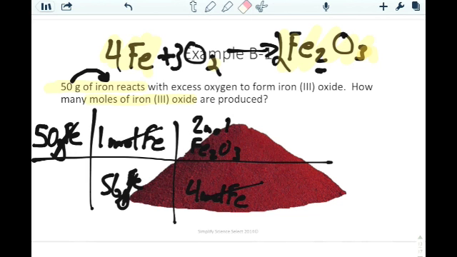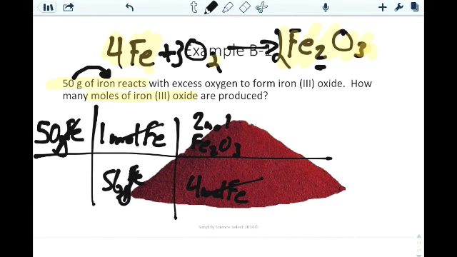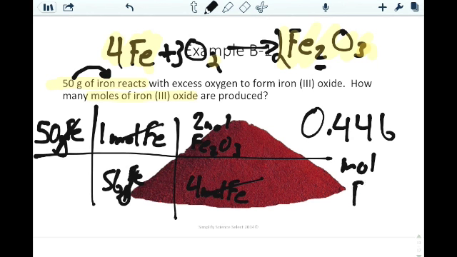So 50 times 1 times 2, all divided by 56 times 4, which if I multiply it out correctly, I should get something right around 0.446, and that would be moles of our iron 3 oxide.